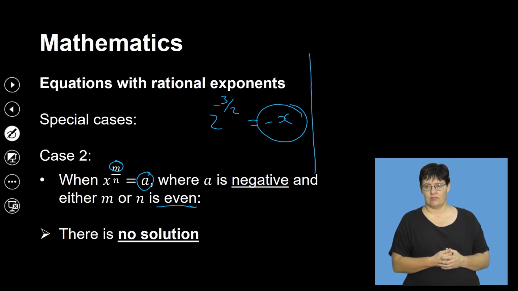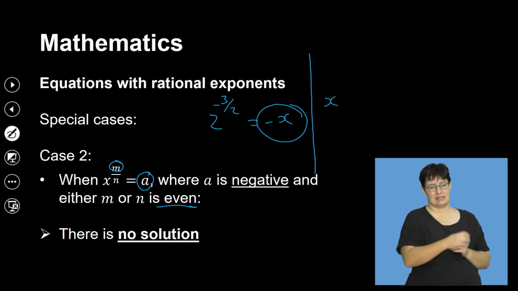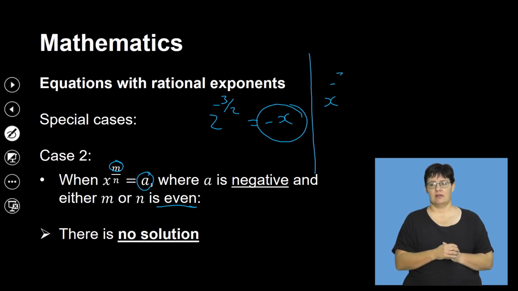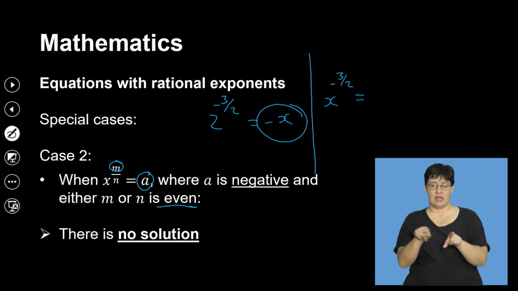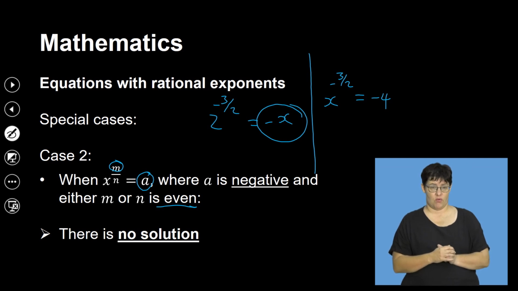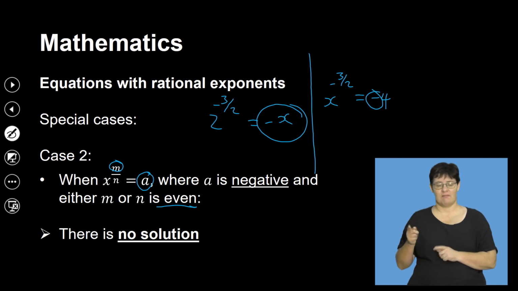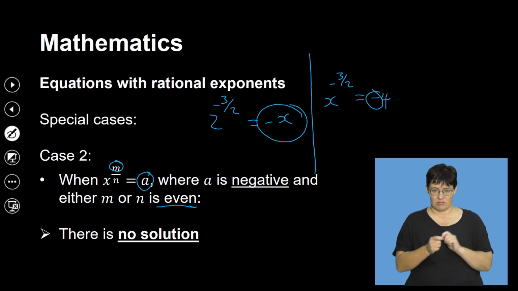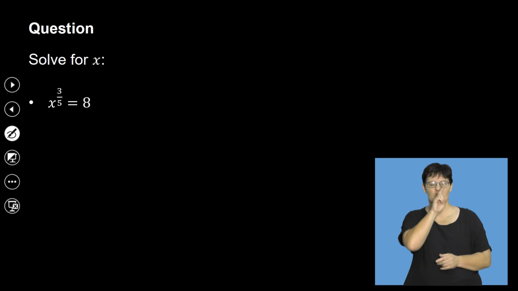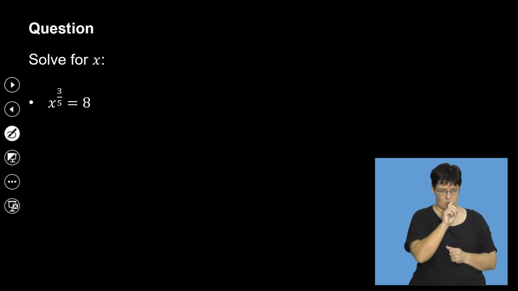But let me make it in terms of x. So if I give you x to the exponent of negative 3 over 2 is equal to minus 4, there's definitely no way that I will then deal with this in terms of getting a solution. Why? Because of that negative there. I can't change what is on the left-hand side and make it have a positive there. But let's just look at examples, exactly what we mean.